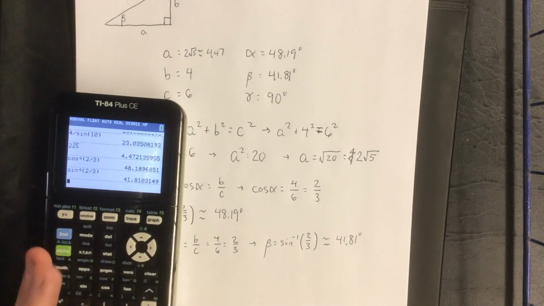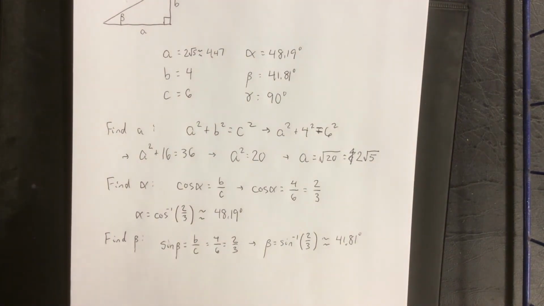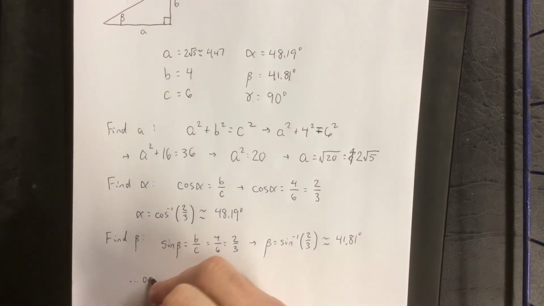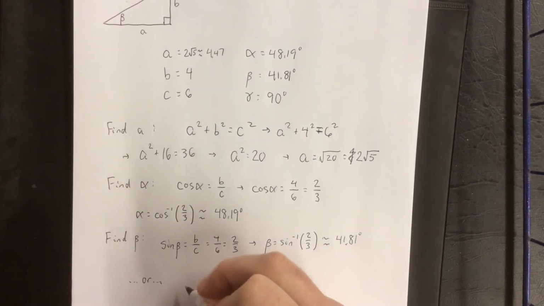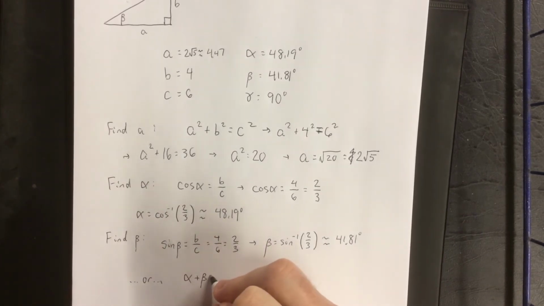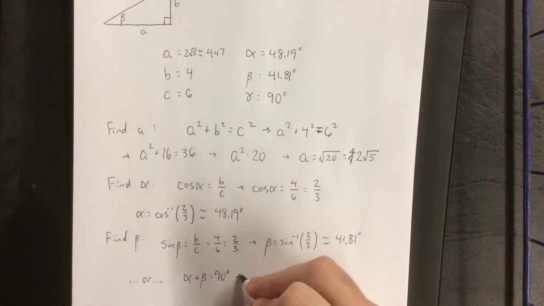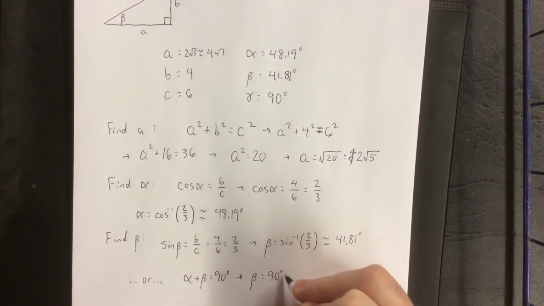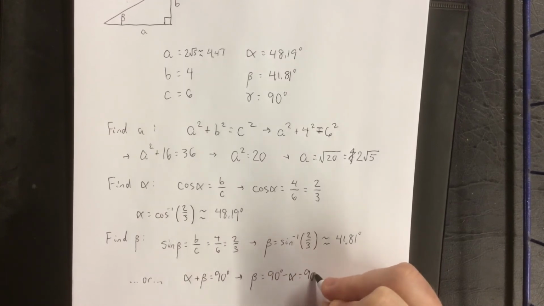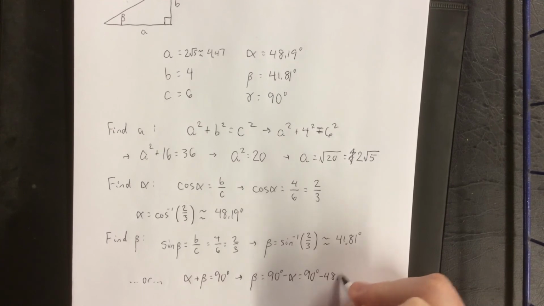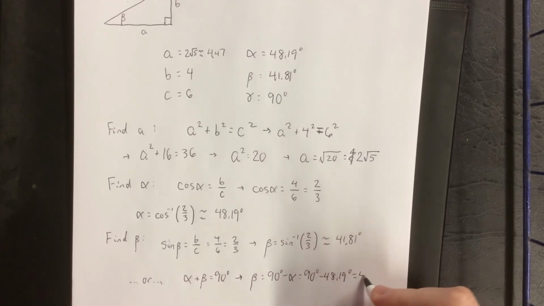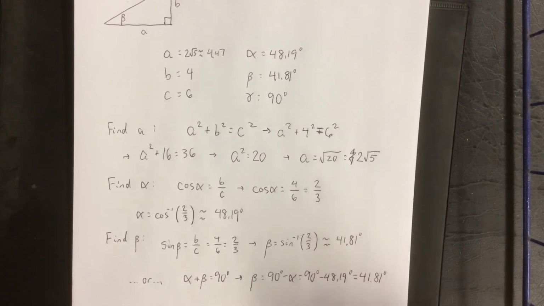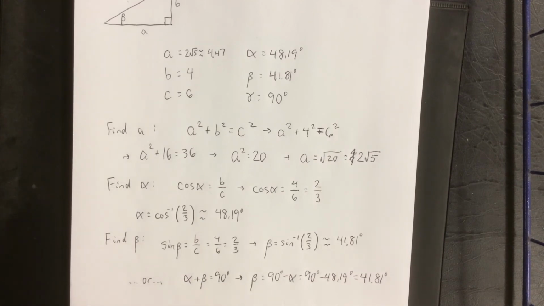However, there is another method for if you already know one of the angles, how to find the other angle. So we'll point out, or we could just say that alpha plus beta is equal to 90 degrees and plug in what we got for alpha. So beta would be equal to 90 degrees minus alpha, which is 90 degrees minus 48.19 degrees, which by some amazing coincidence happens to be 41.81 degrees.